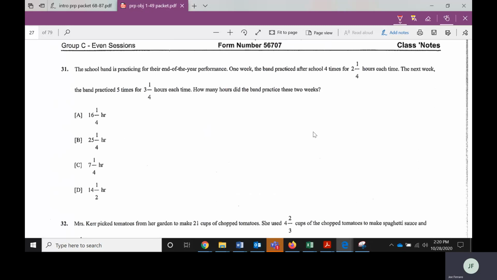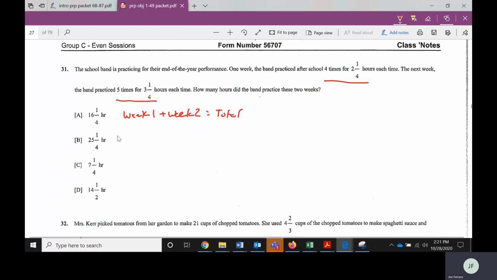31. School band is practicing for the end of year performance. 1 week, the band practiced after school 4 times for 2 1/4 hour each time. The next week, they practiced 5 times for 3 1/4 hour each time. So the key here is they didn't just practice 2 1/4 and 3 1/4 and add it together. They practiced 4 times for 2 1/4 hours each. And then the next week, 5 times. So for the 2 weeks, we have to take what they did in week 1, add to it what they did in week 2, and that equals the total.